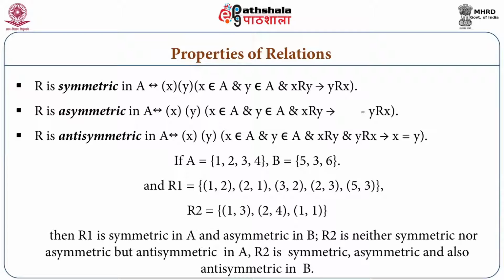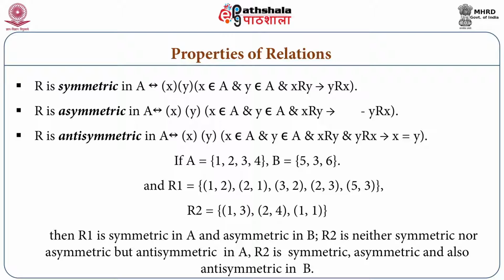Suppose we have a set A with members 1, 2, 3, 4, another set B with members 5, 3, 6, and we have two relations, relation 1 and relation 2. Relation 1 has these members: (1,2), (2,1), (3,2), (2,3), (5,3). And relation 2 has these members: (1,3), (2,4), (1,1).